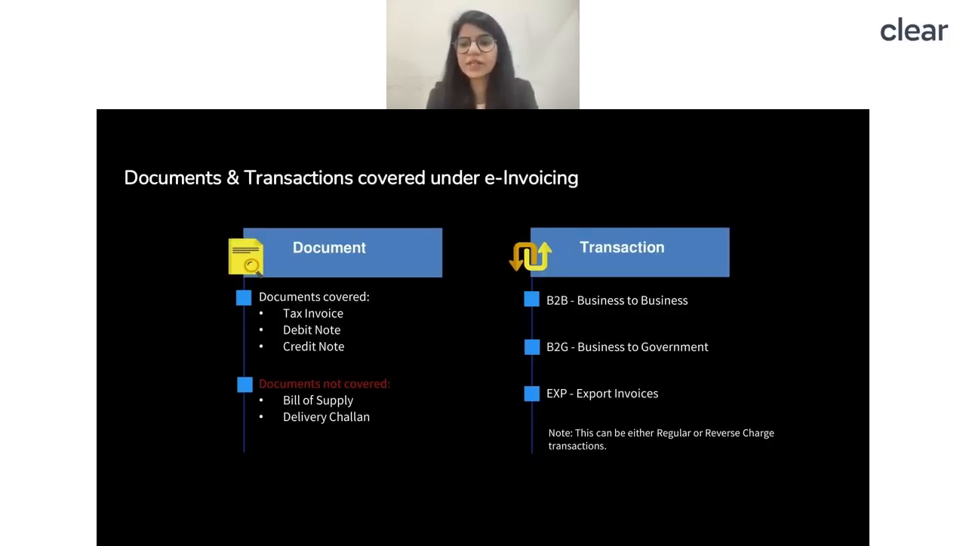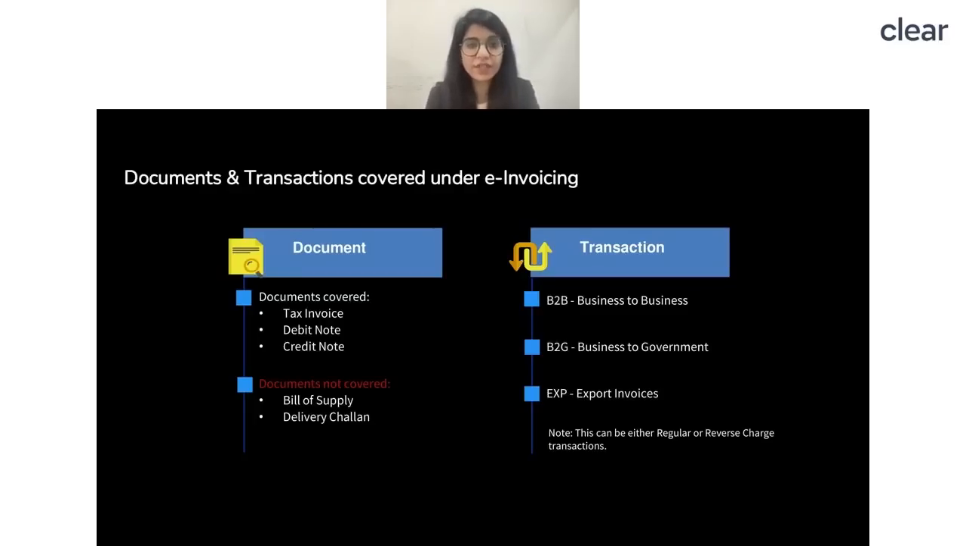I got the answer from Ravindra says yes, Indu says yes, Freddy says yes, Nilanshu says yes, Pavesh says yes, Shakti says yes. So everyone is again saying yes, we are required to generate the IRN number for the credit note, which is again the correct answer. I have another question.